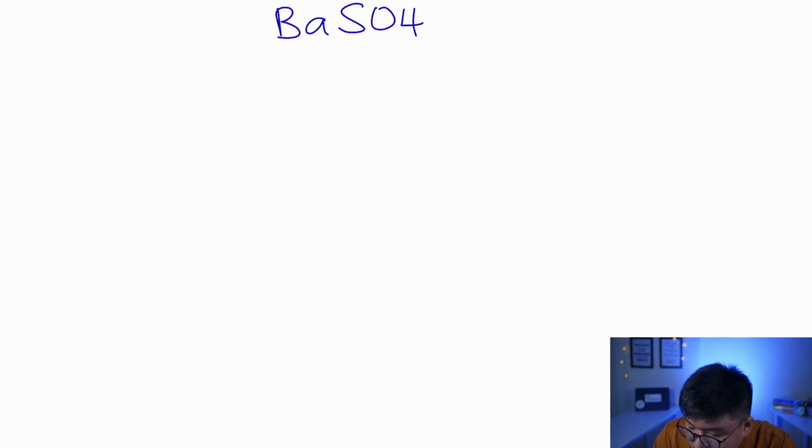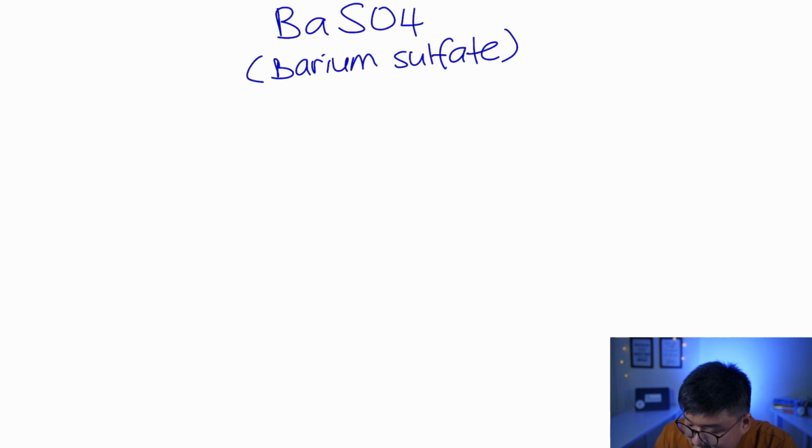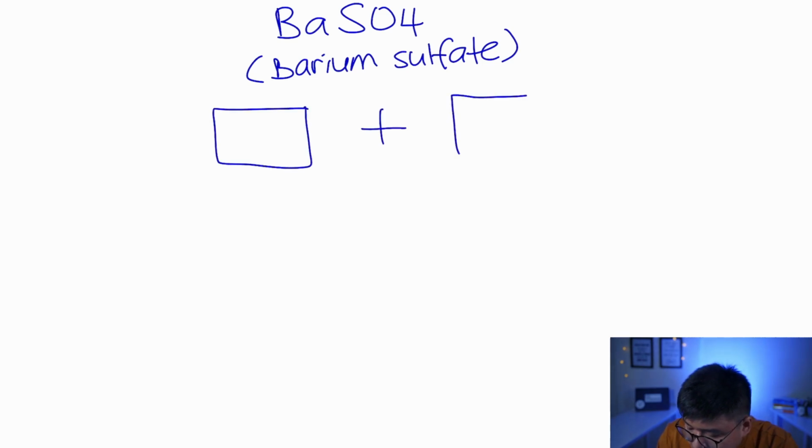Okay, let's look at another example. Another example that we want will be barium sulfate. The chemical formula will be BaSO4. Barium sulfate. Okay, this barium sulfate is an insoluble salt, and to prepare this salt, you'll need two reagents. And remember, both must be soluble.